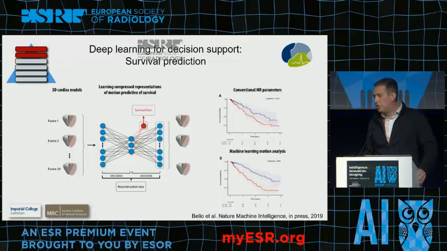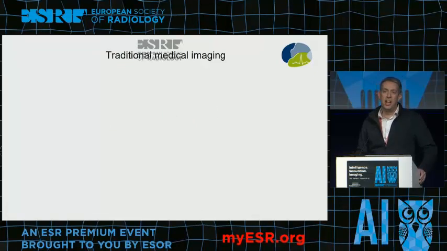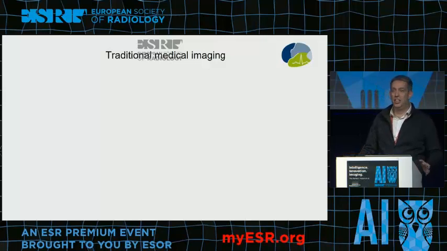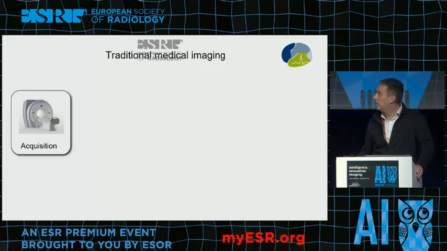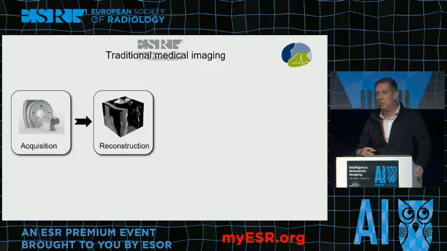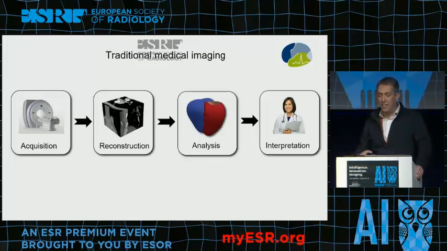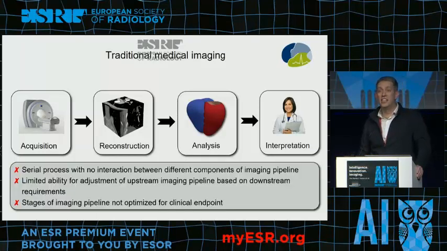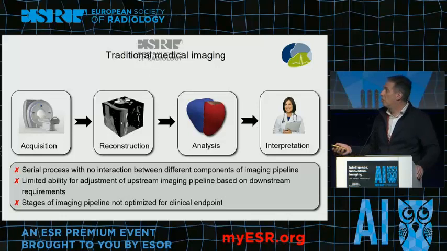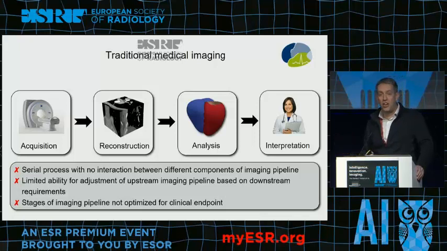Now I want to conclude by showing you where I think AI really might change the game in radiology. If you look at the traditional medical imaging pipeline, we acquire our data, we reconstruct our data, we then perform analysis of the data, and then finally we do interpretation of the data. But this is an entirely serial process, where one part of the processing doesn't talk to the other one. Once we have acquired our data and reconstructed the data, we can no longer go back and change our acquisition. And that's really suboptimal.